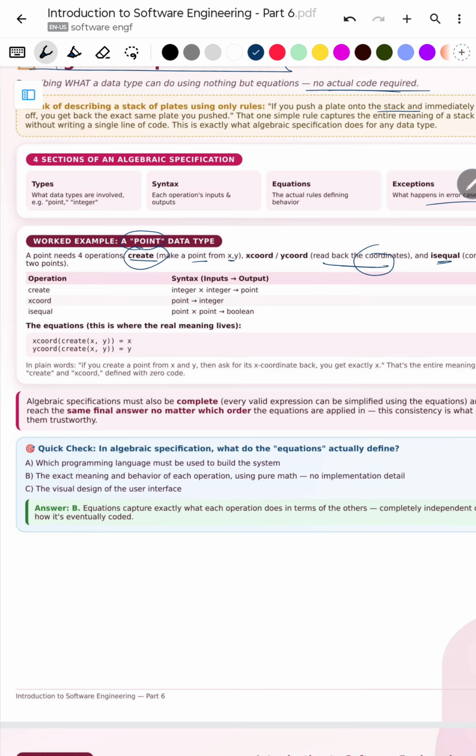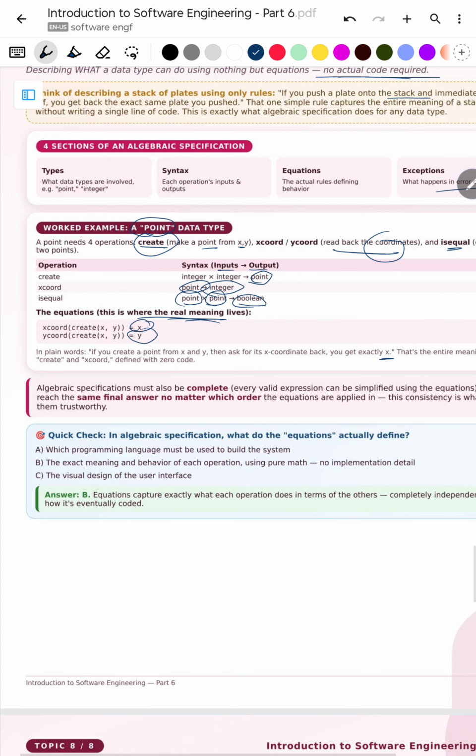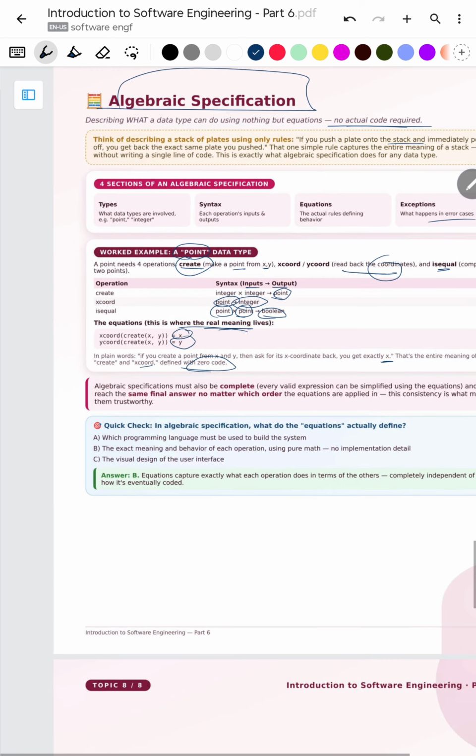So create, what is it doing? Syntax, from input to output: integer times integer will give a point. Xcord goes from point to integer. IsEqual takes point and point and gives you a boolean. The equation, this is where the real meaning lives. xcord(create(x, y)) = x, ycord(create(x, y)) = y. In plain words, if you create a point from x and y, then ask for its x coordinate back, you get exactly x. That's the entire meaning of create and xcord defined with zero code. Might be slightly confusing, don't get overwhelmed, let's move on.